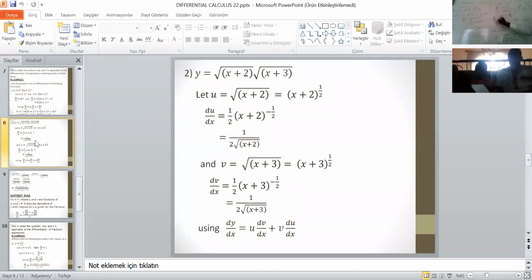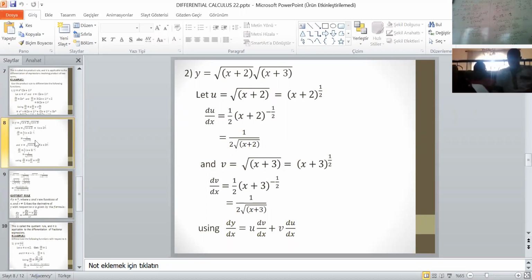So again, this question, the product rule: dy over dx is equal to u dv dx plus v du dx. Substitute now. Our u, root x plus 2, times dv dx, our dv dx is here, 1 over 2 root x plus 3. That's for the first term. Plus v, that's our v, root x plus 3, times our du dx, this is our du dx, 1 over 2 root x plus 2.